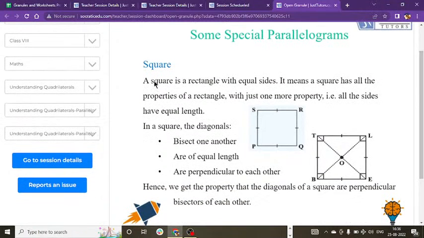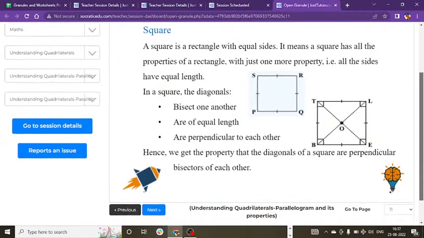But let's revise over here once again. Let's see some new points. So a square is a rectangle with equal sides. So square में क्या होता है, हमारे सारे sides equal होते हैं. Suppose ये 4 है तो ये भी 4 होगा, ये भी 4 होगा and ये भी 4 होगा. So it means all the 4 sides are equal in a square. They are of equal length.